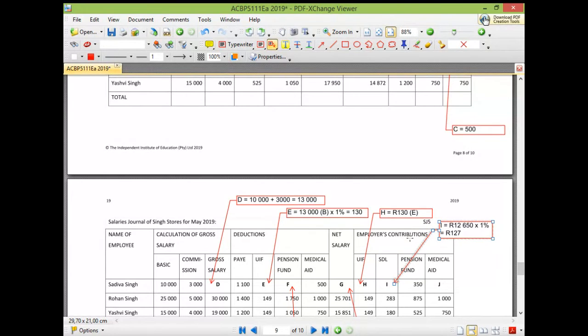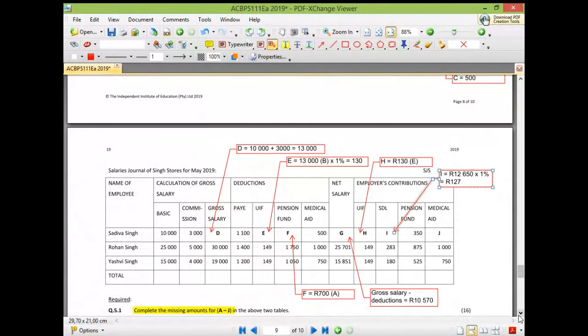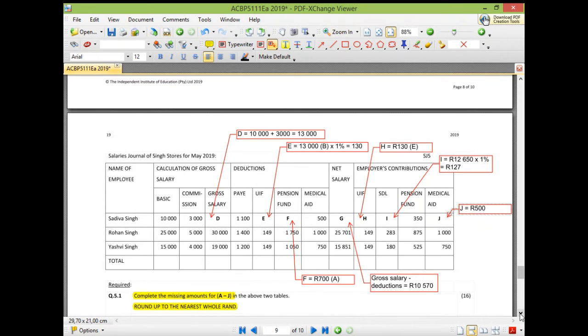And then the medical aid employer's contribution. So we said the employer matches what we pay over to our medical aid. So what would J then be? J would be 500 Rand, which would be exactly the same as the medical aid that was deducted. Okay, and that is how you would complete this table.